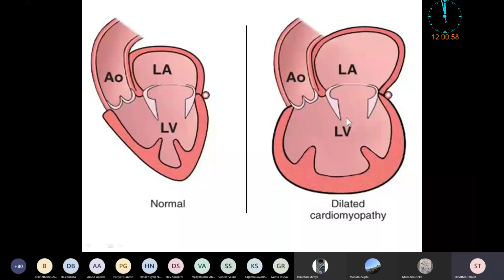One of the complications is thrombi formation, because of stasis of blood in these dilated chambers, because there is systolic dysfunction. It cannot contract properly. Only if there is contraction is it pushing the blood, so that there is flow to the pulmonary vessels or the systemic circulation. But there is systolic dysfunction, so the blood stays there all the time, and this predisposes to thrombi.